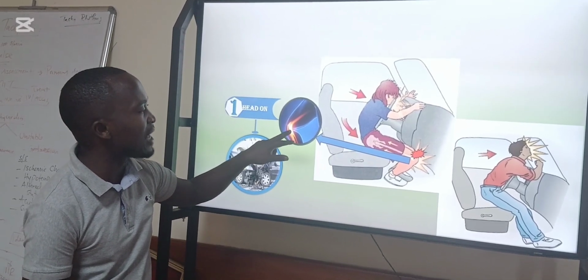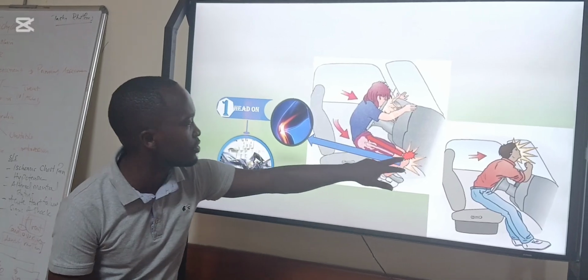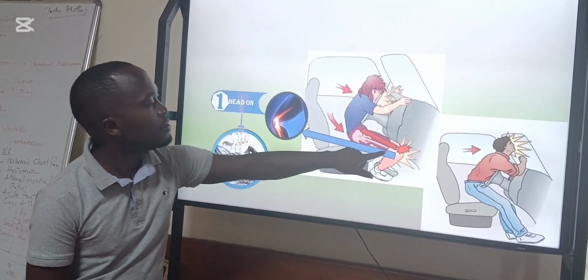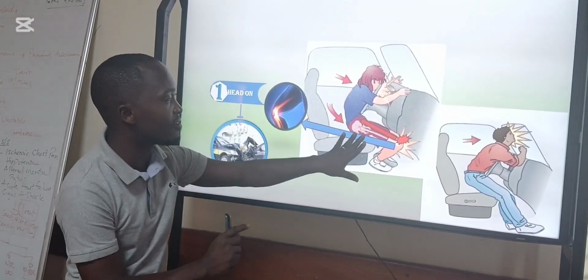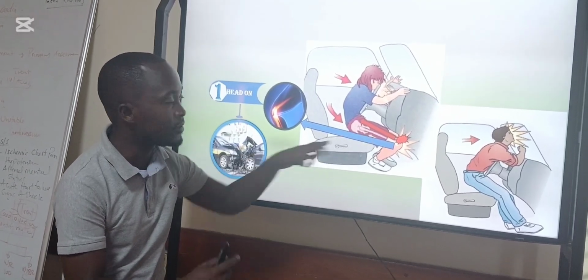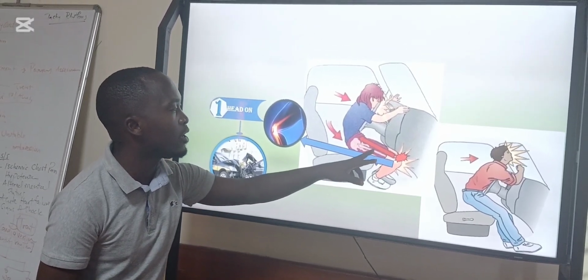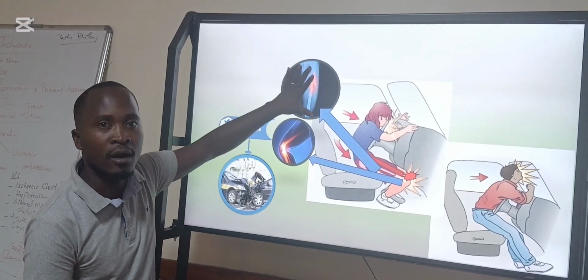Again, when that happens, this force is going to be transmitted directly to the pelvic area. As this force is being transmitted, remember the femur is a long bone and it cannot sustain much of the force. So you realize that it becomes vulnerable. So we expect to have a fracture along the femur.